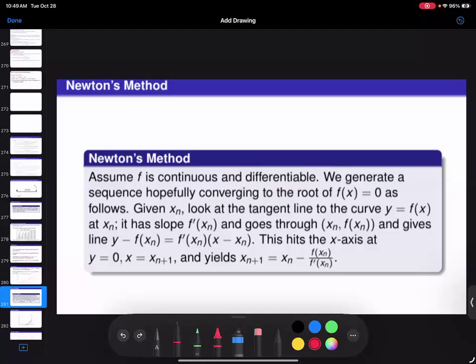Given some point xn, we'll look at the tangent line to the curve y equals f of x at that point. It has slope f prime of xn, and it goes through the point xn, f of xn. We get the tangent line, and then we see where that line hits the x-axis, so when y equals 0, and it gives us a new point. And then just lather, rinse, repeat.